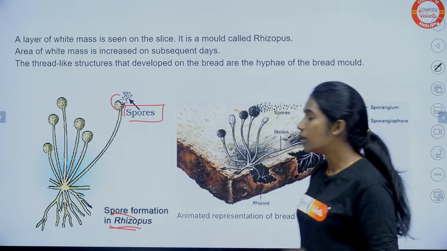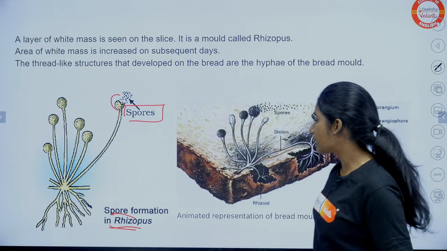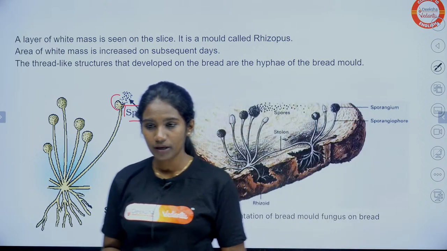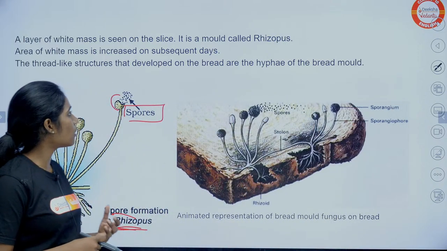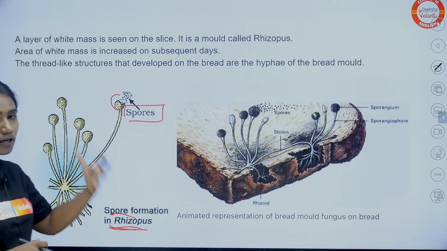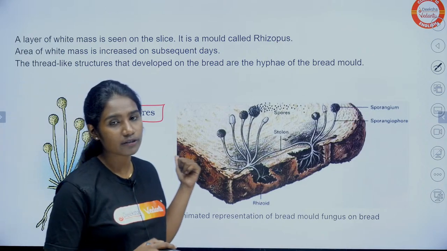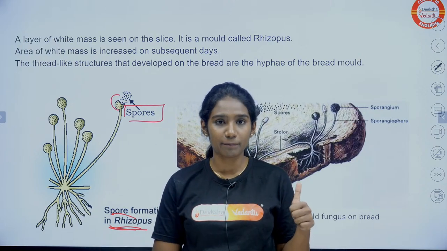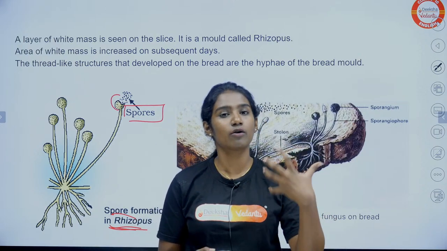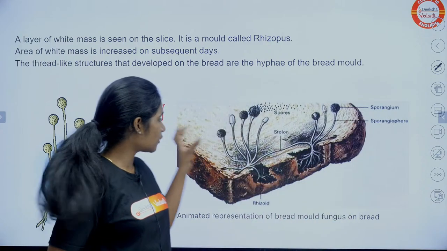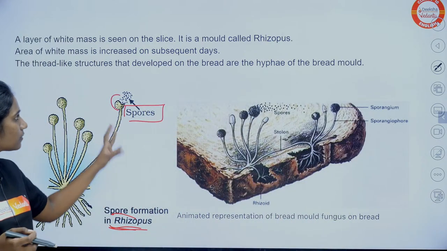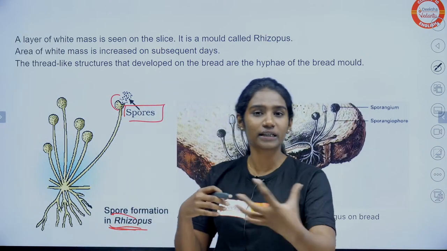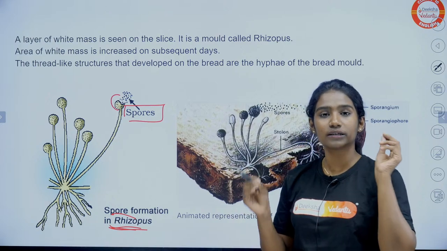So again, what is rhizopus? Rhizopus is a type of fungi. Now, the previous one which we saw was yeast. For the yeast to multiply, it wants warm temperature and carbohydrate. Whereas fungi require moist conditions. It requires that moist area, that watery condition.